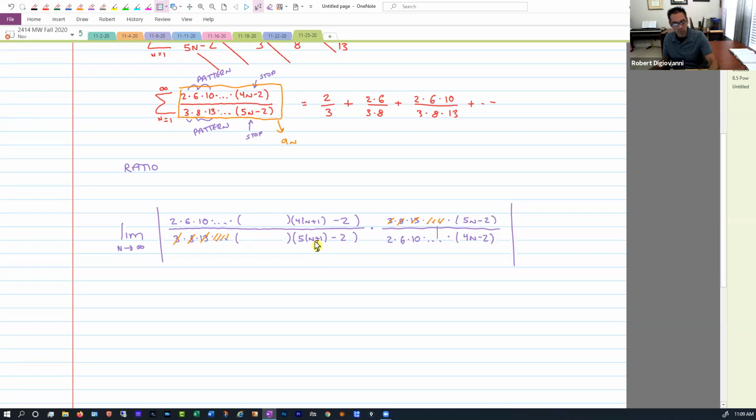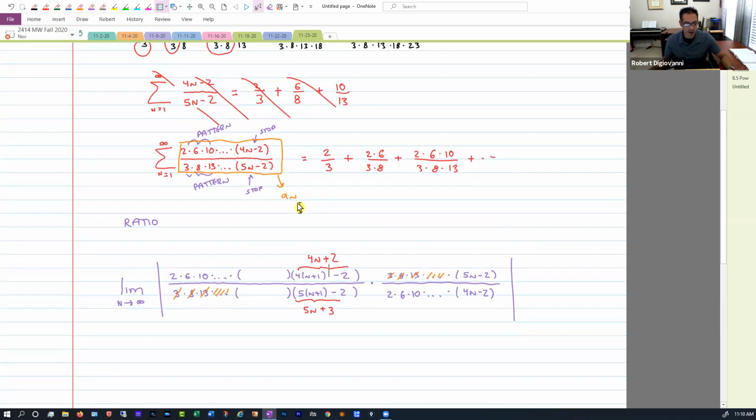I want you to look at this piece right here. If I distribute the 5, I get 5n plus 5 minus 2, which is 5n plus 3, right? And if I do this one and distribute, I get 4n plus 4 minus 2, so 4n plus 2. So think about the pattern that we've established.